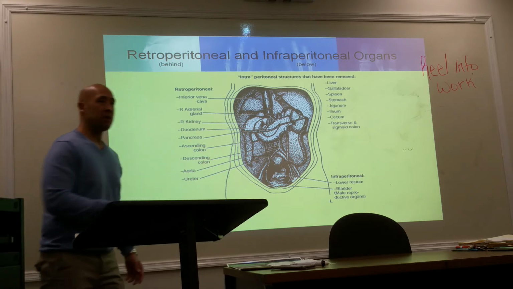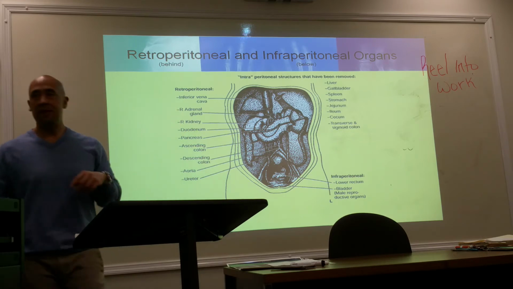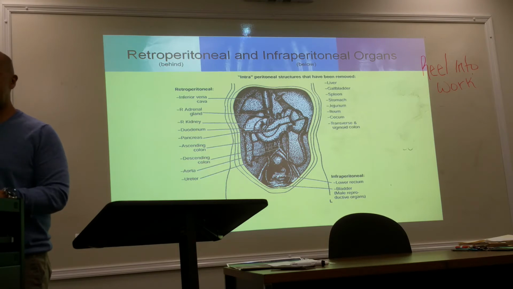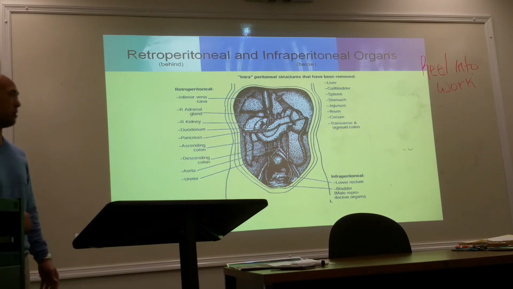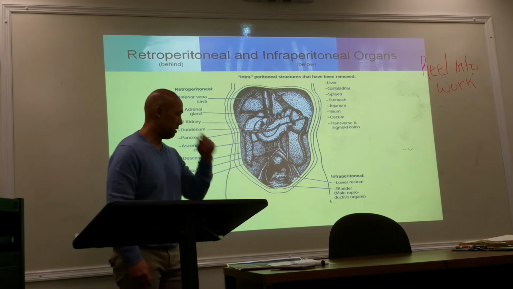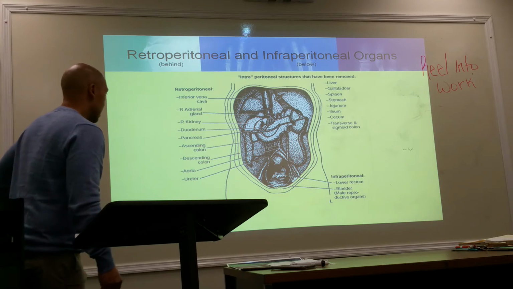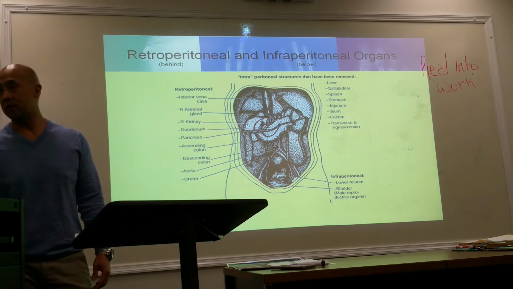In the back of the peritoneum is where you're going to find the inferior vena cava, the right adrenal gland and the right kidney, the duodenum, pancreas, ascending colon, descending colon, the aorta, and the ureter. And then below the peritoneum, the infraperitoneal structures, you'll find the lower rectum and the bladder and male reproductive organs.